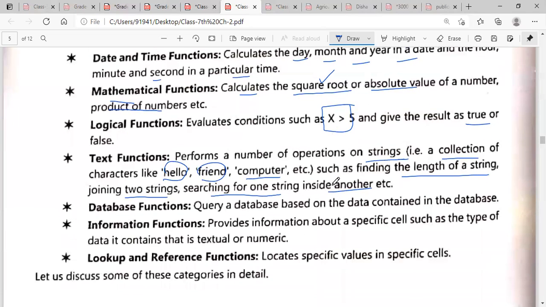Next is database functions. Query a database based on the data contained in the database. We will use a query. There will be some statement we apply on a database. Next is information functions. They provide information about a specific cell, such as the type of data it contains, that is textual or numerical. It will give only information about whether data is in text form or numeric form, that is 1 2 3, like that. Next, lookup and reference functions locate specific values in specific cells. You can locate the values by using a lookup and reference function.